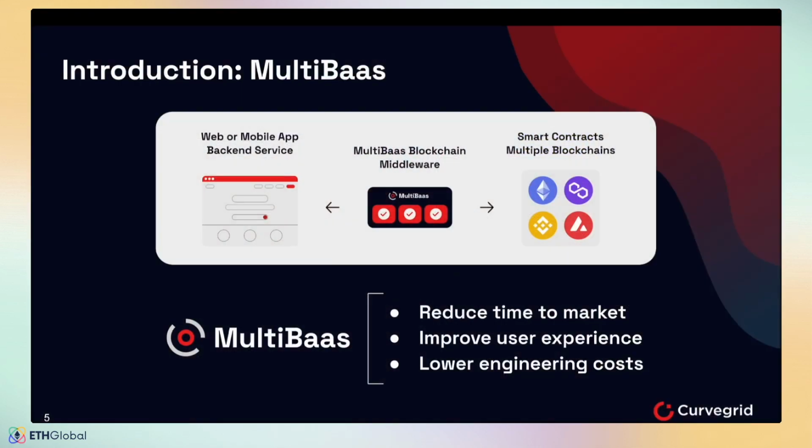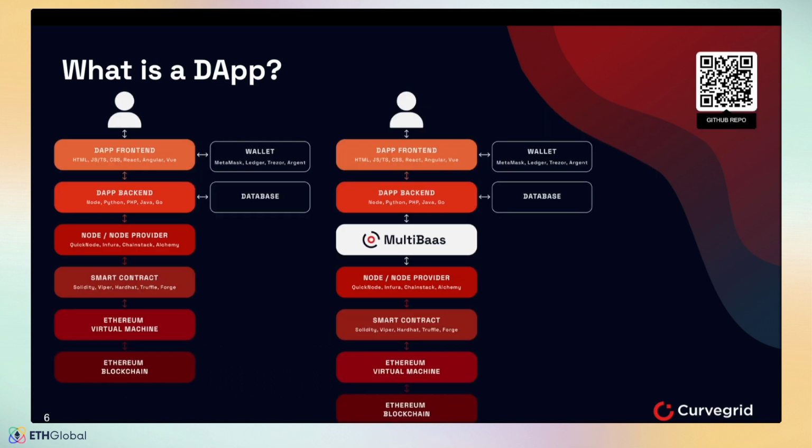Basically, MultiBaas is blockchain middleware that makes it fast, easy, and cost-effective to build on many different EVM blockchain platforms. It sits between your dApp and the blockchain. You can use all of it, or you can use some of it. You can build a front-end app on top of it, a back-end app, or both. So your typical dApp stack looks something like this. Essentially, MultiBaas sits above the blockchain node provider and provides a number of different facilities for you to interact with the blockchain.